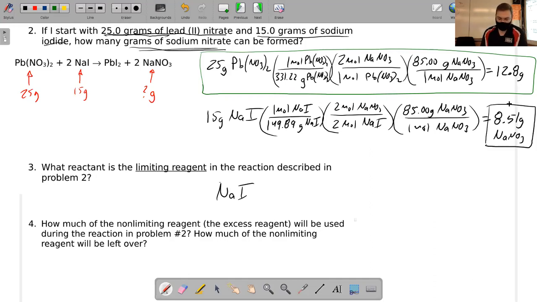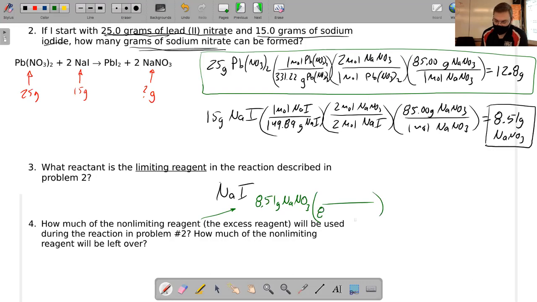So I'm going to actually write it up in this space. 8.51 grams is the mass of sodium nitrate I expect to be able to actually make. I want to convert that into a mass of lead nitrate. So really it's these 3 conversion factors, but in reverse. They're flipped upside down and they're out of order. Because this last conversion factor got me from moles of sodium nitrate to grams of sodium nitrate, this same conversion factor can get me from grams of sodium nitrate back into moles of sodium nitrate.